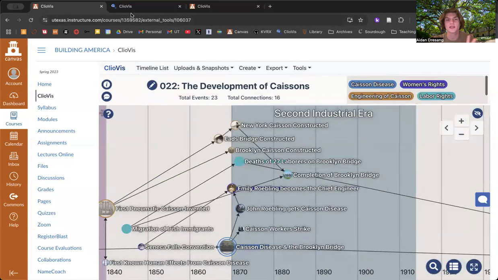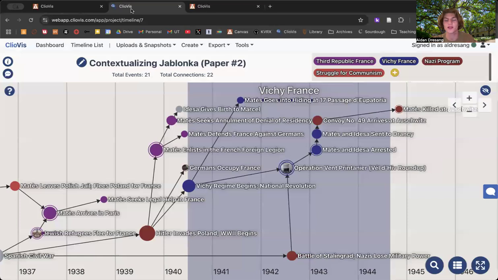All right, moving on to the second way that you could use ClioVis, and that's to break down different events or concepts in a book. So this is also a history example, but you can imagine this being used in a literature class and breaking down events in a book and tying them together, or creating larger themes using the eras feature, which, if you look right here, kind of blocks out in color something that happens on the timeline.